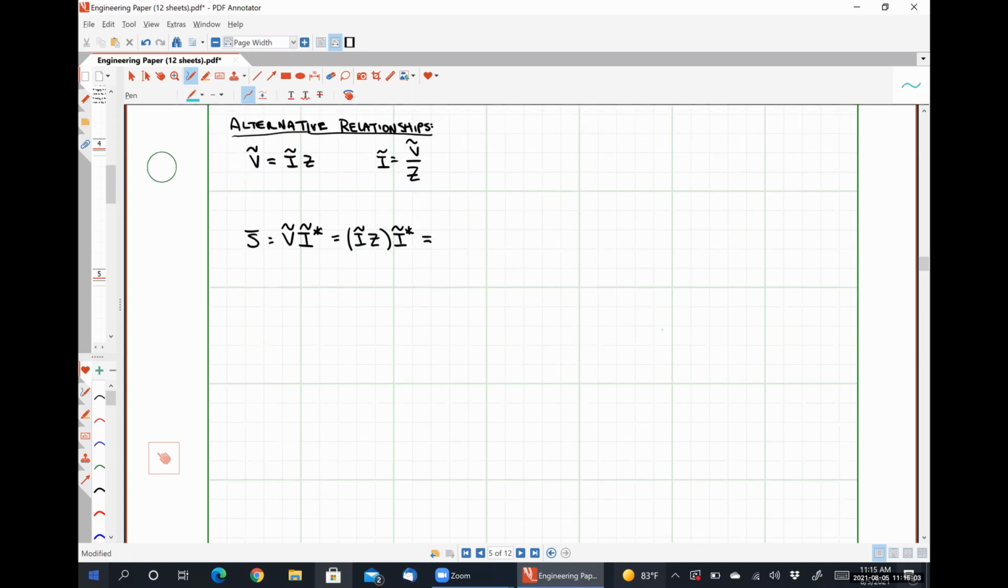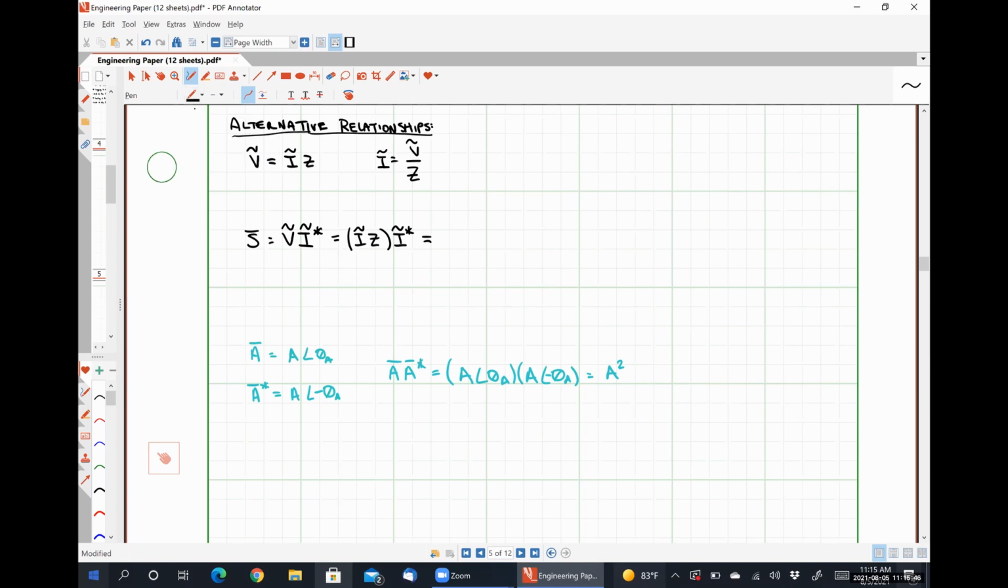So let's say that I have complex number A, that is A angle theta A. The complex conjugate of A would be A angle negative theta A, right? So when I multiply A times A conjugate, I have A angle theta A times A angle negative theta A, which simply gives me the magnitude squared.